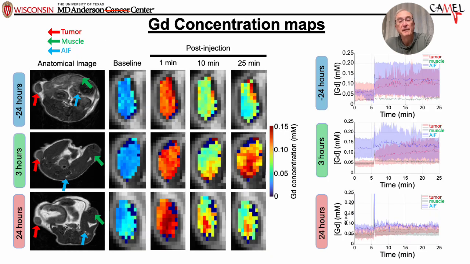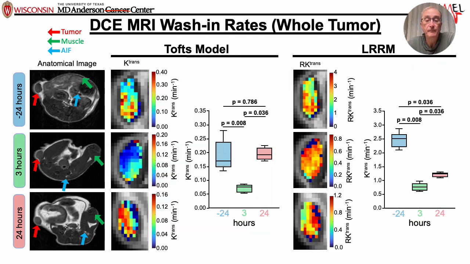So we calculated concentration maps of the contrast agent, the gadolinium-based agent, washing into and out of the tumor. And you can see that at baseline, there's basically no contrast agent calculated, by definition. And then there's a significant amount of uptake that then washes out at the 10 and 25-minute time point. The wash-in rates then were calculated.